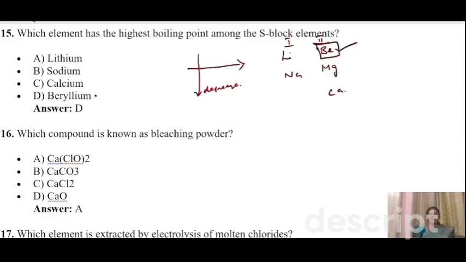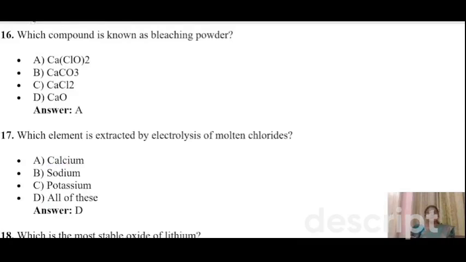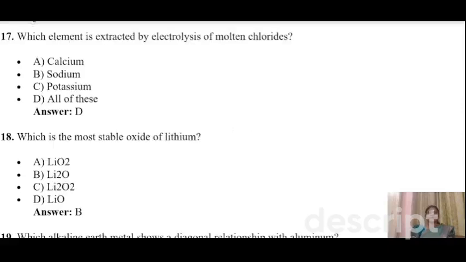The answer is D. Which compound is known as bleaching powder? Bleaching powder is nothing but calcium hypochlorite, that is, Ca(ClO)2. This is the formula for bleaching powder. Next question: which element is extracted by electrolysis of molten chlorides? Calcium, sodium, potassium, all of these metals can be extracted by the electrolysis method. Therefore, the answer is D, all of these.